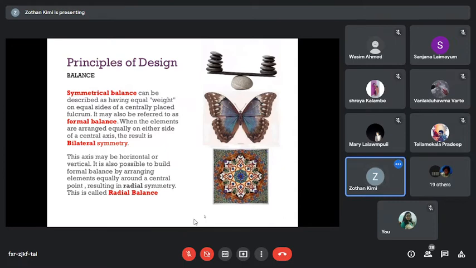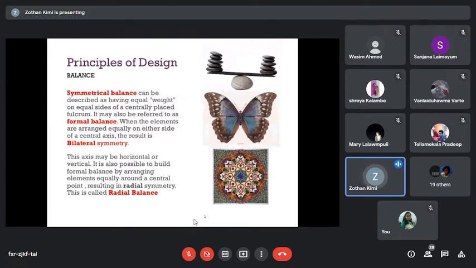All right. And radial balance, the picture on the bottom right corner is an example of radial balance. Everything is balanced. If you cut the axis across anywhere, in any direction, then you have the same visual look. So that is a radial balance. Basically, this is a subset of symmetrical balance. I believe everyone is clear about symmetrical balance.